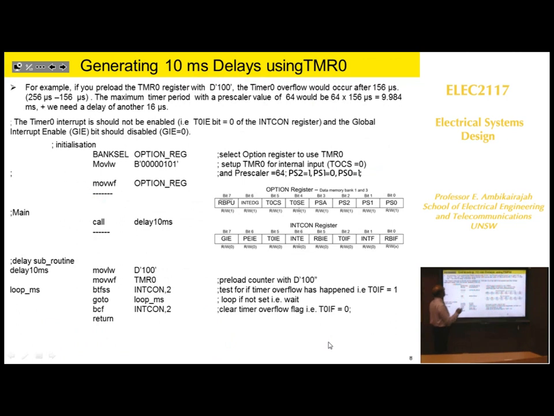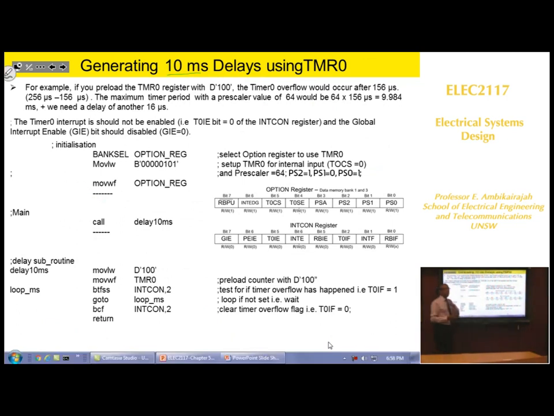So we are going to generate a 10 millisecond delay. You have done this before by just looping it, putting in some instructions and looping, and you were able to get 10 milliseconds. Now we are going to use the timer to get the 10 milliseconds. If you preload the timer 0 with decimal 100, the overflow would occur after 256 minus 100, which is 156 microseconds.